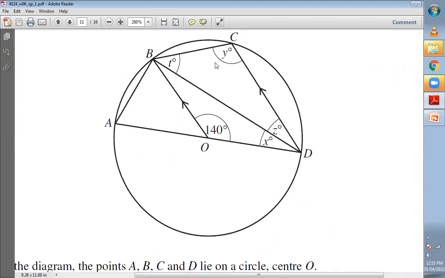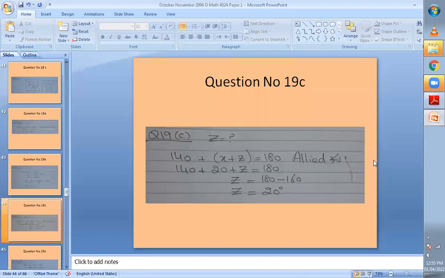Okay. I know the value of the angle Y. I know the value of the angle Z. I can find the value of T. This is a triangle BCD. If I know two angles, I can find the third one. The sum of the three angles will be 180. So very easily you can find the T.